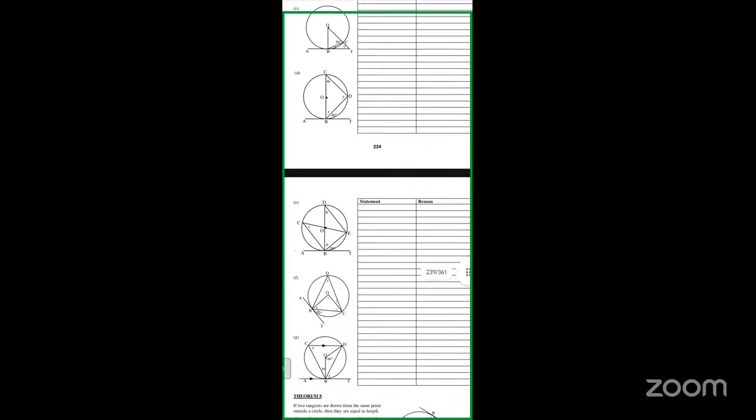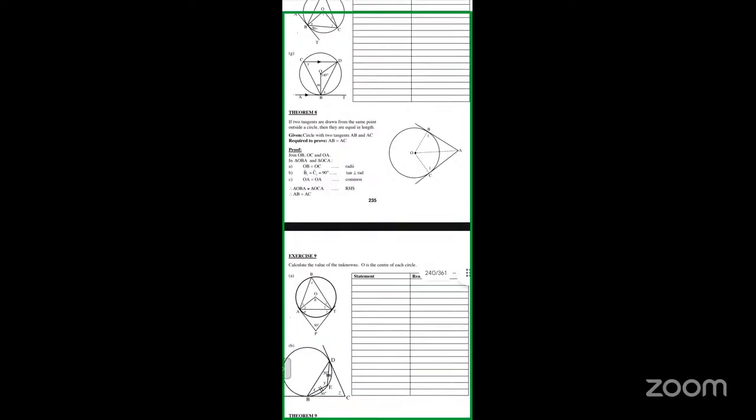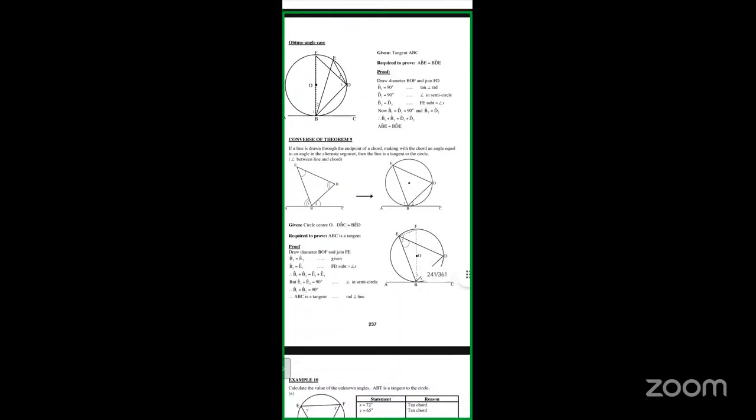Then we can move to theorem 8. Okay, this is saying if two tangents, knowing that a tangent is the line that touches the circle at one point, so in this case there are two tangents, and these two tangents are drawn from the same point outside the circle, in this case that point is A, then they are equal in length, meaning AB is equal to AC. That's what this theorem is saying. Then this is the last theorem, I think.